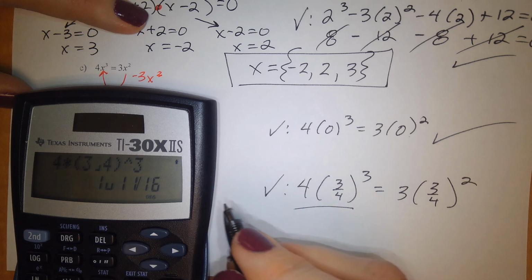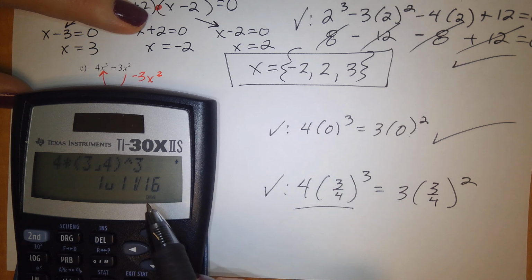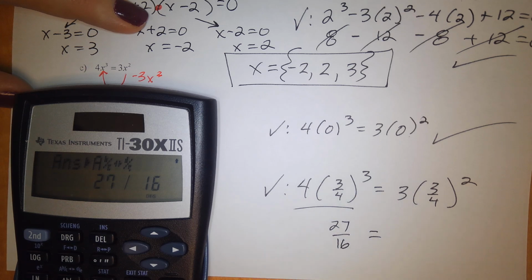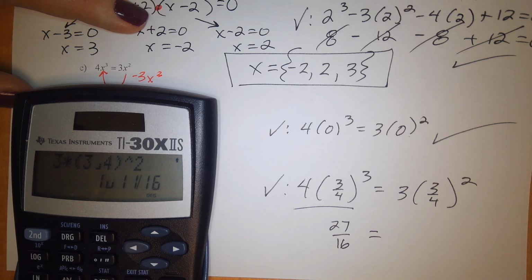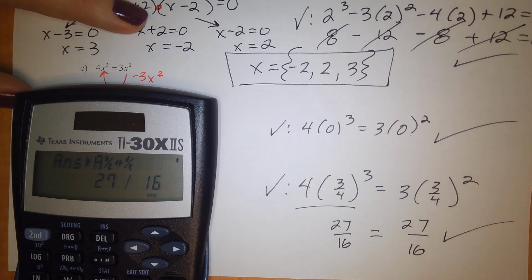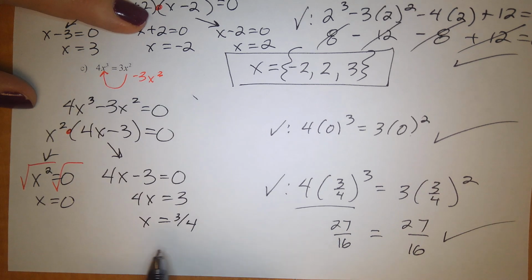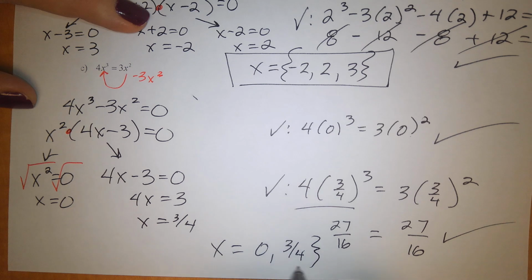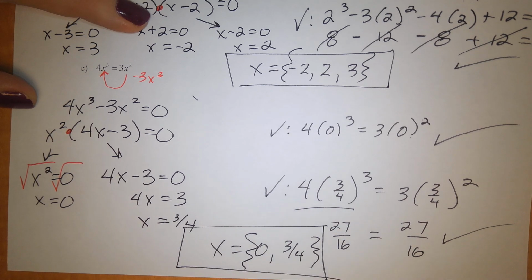You're going to end up with 1 and 11/16. That is a mixed number. If you'd like to turn that into an improper fraction, we can simply do that on our calculator, which would be 27/16. On the right-hand side, we have 3 times 3/4 squared, which is 1 and 11/16. As an improper fraction, that is 27/16. So they do both check out. So my answers, my two answers for this, x is 0 or 3/4 as my two solutions.